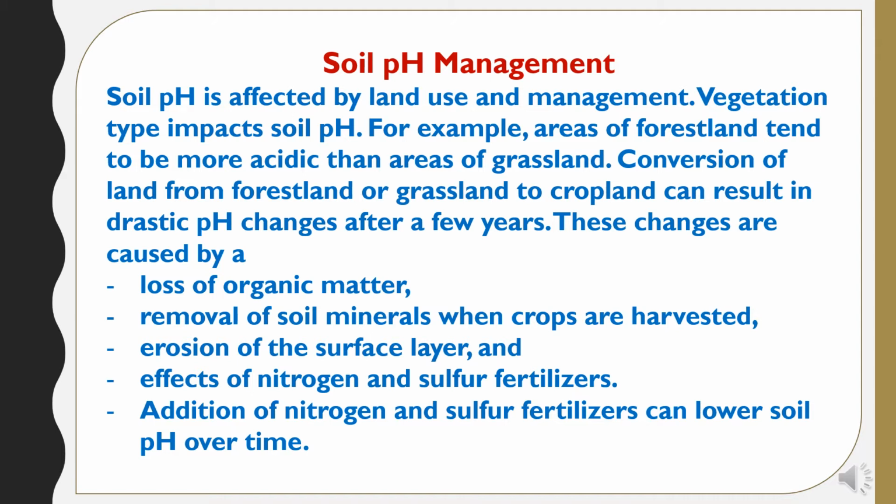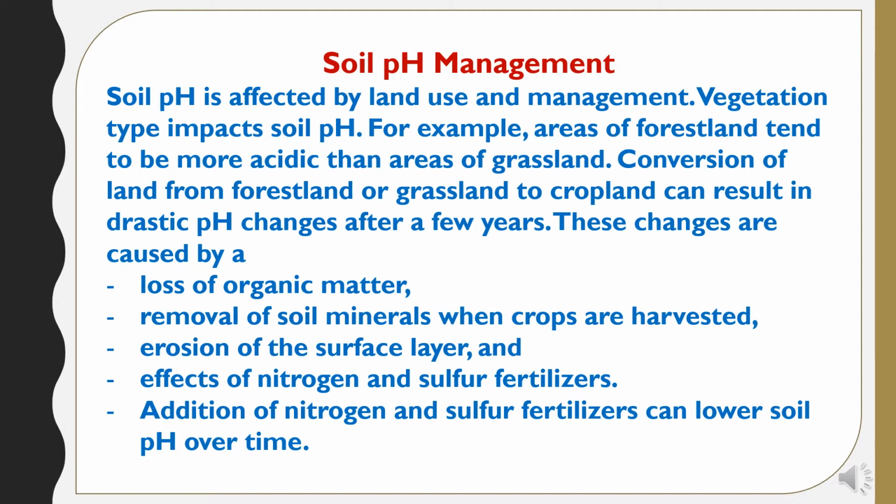Vegetation type impacts soil pH. For example, areas of forest land tend to be more acidic than areas of grassland. Conversion of land from forest land or grassland to cropland can result in drastic pH changes after a few years.